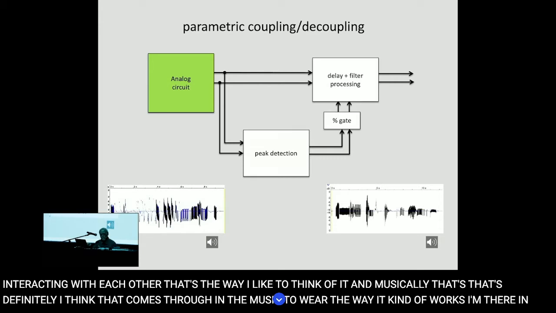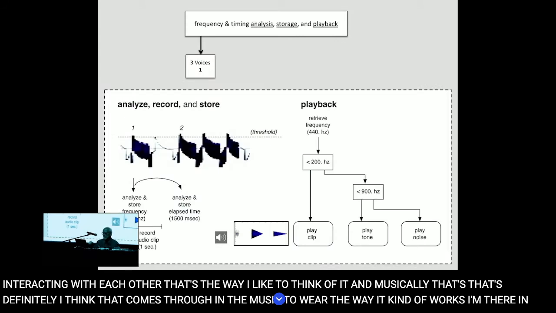when those couplings are present. And the percent gate is allowing through some percentage of the peaks so that I can tune how often this coupling happens, which is also very, very important, I think. This is a sort of zoom in on a little bit lower down with the frequency and timing analysis and storage and playback, which then subsequently gets rendered on one of the voices.